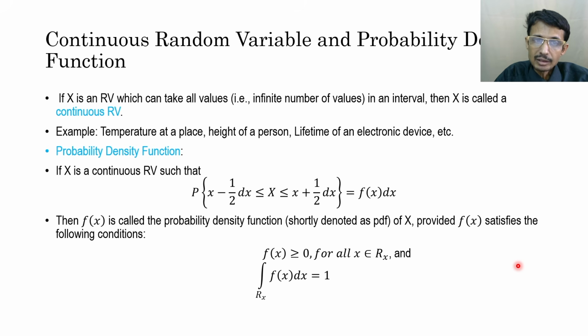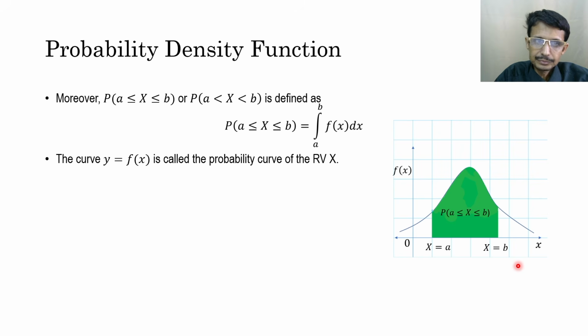Then f of x is called the probability density function, shortly denoted as PDF, provided f of x satisfies the following conditions: f of x is greater than or equal to 0 for all x belonging to the real numbers, and the integral over the real numbers of f of x is equal to 1. So this is called the probability density function.